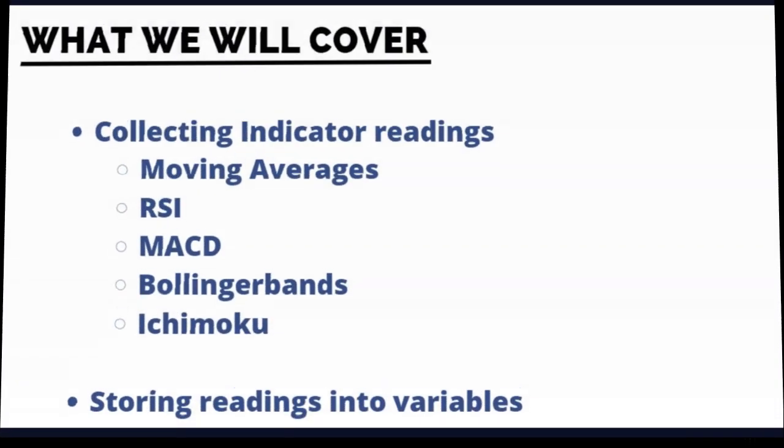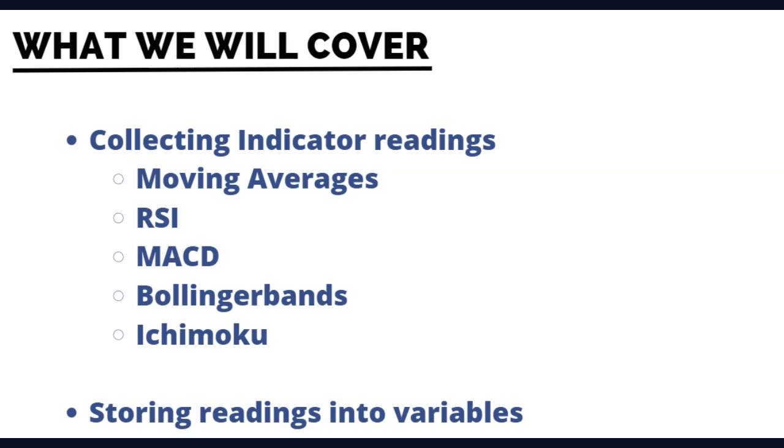Once we have both of those, the price related data and the indicator readings, then in part 5 we can probably go ahead and start writing smaller EAs, putting conditions of when to buy trades, when to open trades, when to close trades, and how to open and close positions.